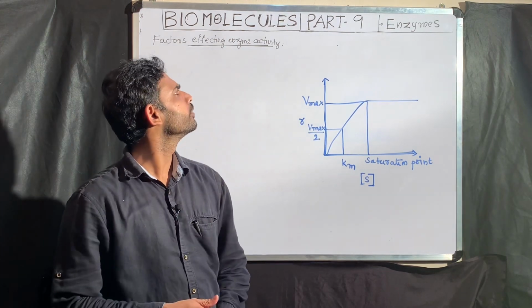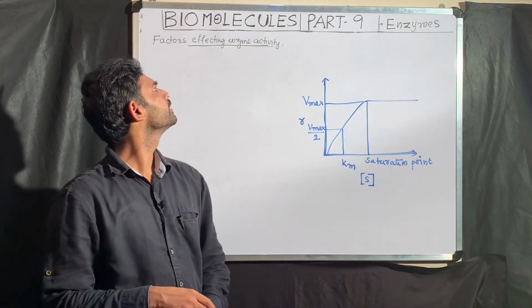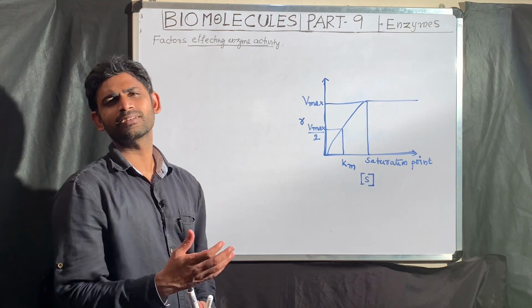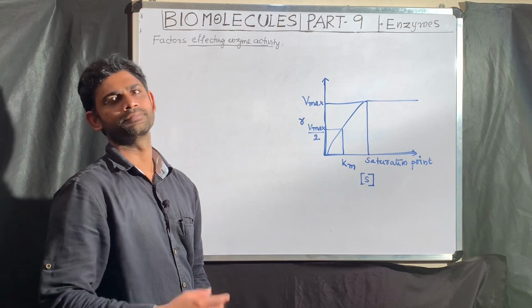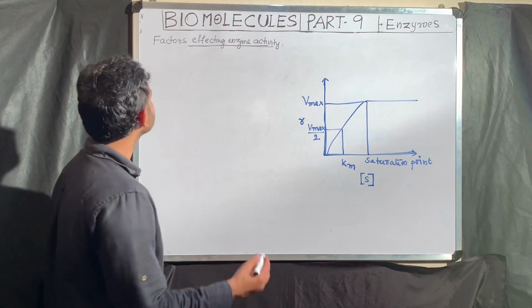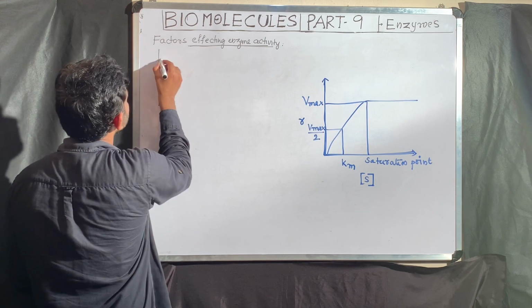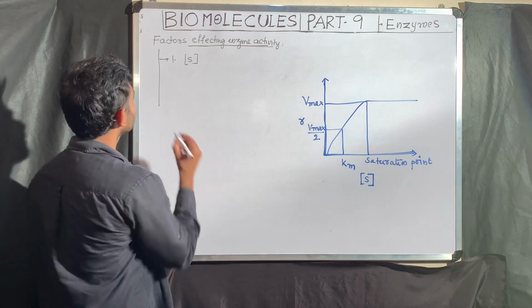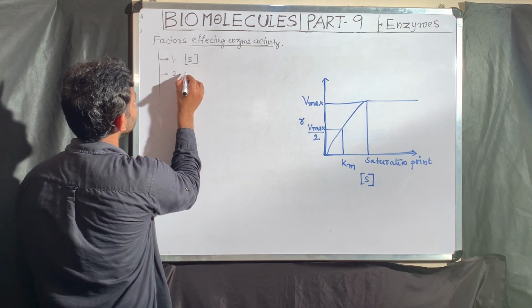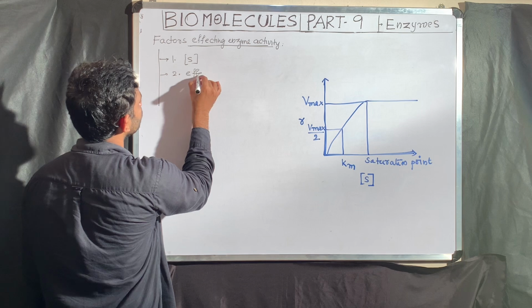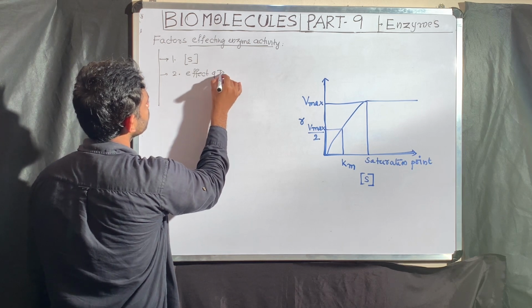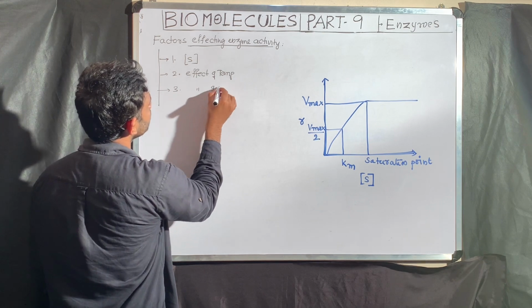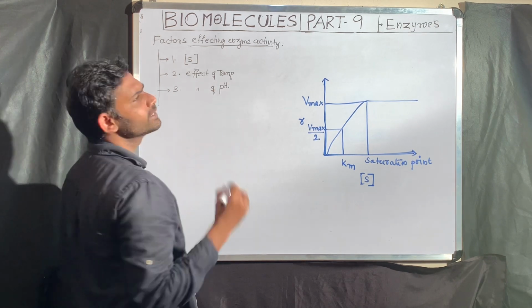Now, in this video, in this part, I am going to explain different factors affecting enzyme activity. You can call them different factors affecting rate of reaction. Mainly, there are three factors. The first factor is substrate concentration. The second factor is the effect of temperature on the enzyme activity. The third factor is the effect of pH on the enzyme activity.